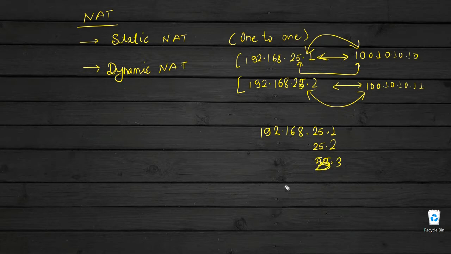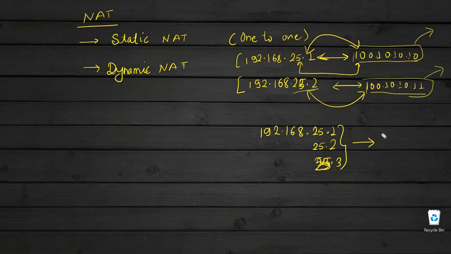And these three guys want to use the internet. If they want to use the internet, how will they get it? They need a public IP address. So there was one option, as we discussed in static NAT, that they will have unique IP addresses to reach the internet, right? They can take this IP address and go to the internet. Another way, for 25.2, take another public IP address and go to the internet.